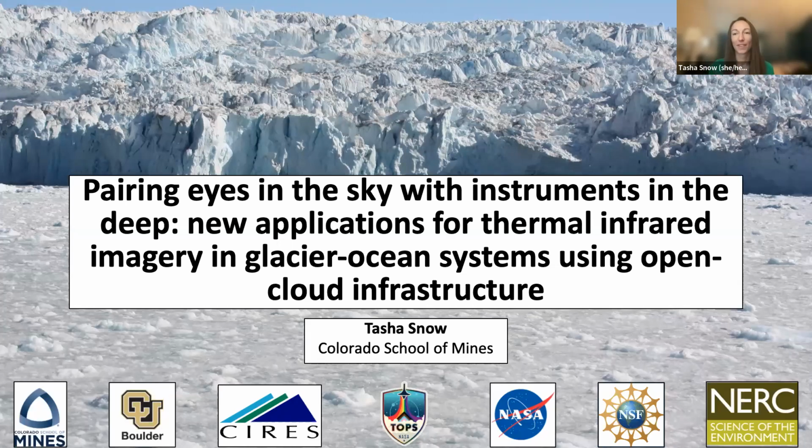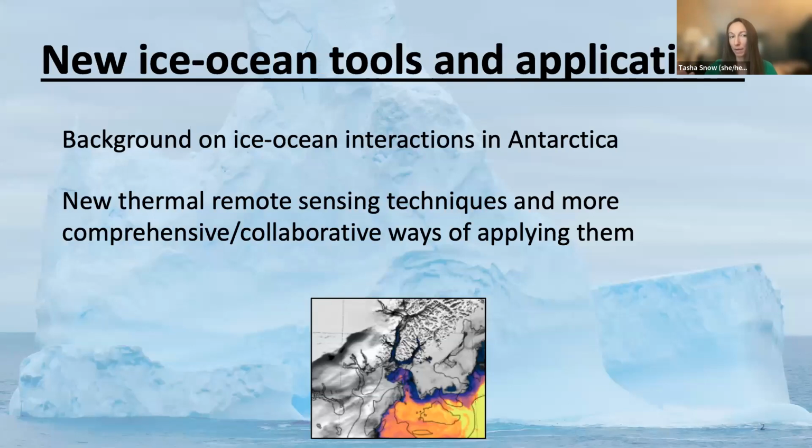Cool. All right. So to get started, I am going to chat a bit about new applications with thermal infrared imagery and glacier-ocean systems using open cloud infrastructure. I'll start by giving you a little bit of background on ice-ocean interactions in Antarctica and a little on Greenland. And then I'll get into these new thermal remote sensing techniques that we have and more comprehensive and collaborative ways of applying them than we historically have.